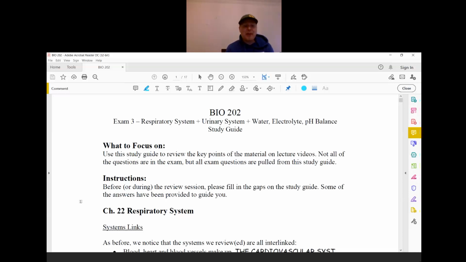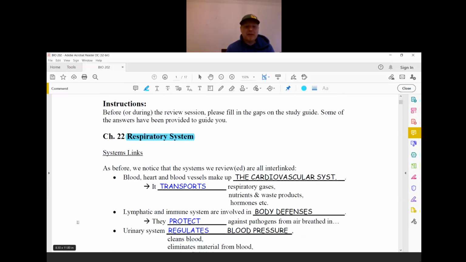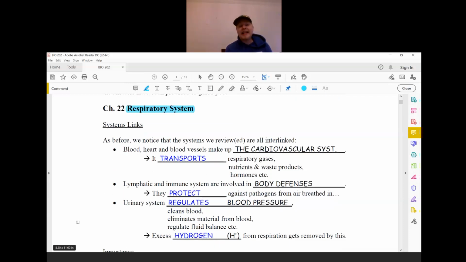So we're going to start with the respiratory system. That's going to be the first chapter, chapter 22, if I remember correctly. And as always, I just want to make a couple of systems links highlighting how the respiratory system ties into everything that we have seen so far. So earlier on, we talked about the cardiovascular system, and we noted that it was all about transporting materials. This included, for example, gases, our oxygen and carbon dioxide.